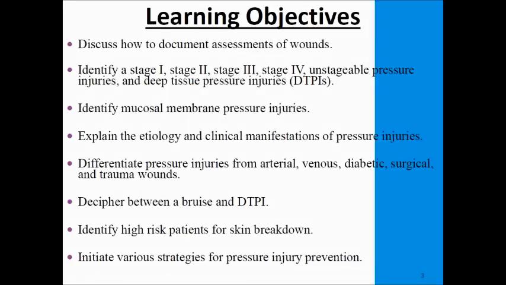The learning objectives include: discuss how to document assessment of wounds, identify stage 1, 2, 3, 4, unstageable pressure injuries and deep tissue pressure injuries, identify mucosal membrane pressure injuries, explain the etiology and clinical manifestation of pressure injuries, differentiate pressure from arterial, venous, diabetic, surgical, and trauma wounds, decipher between a bruise and a deep tissue injury, identify high-risk patients for skin breakdown, and initiate various strategies for pressure injury prevention.